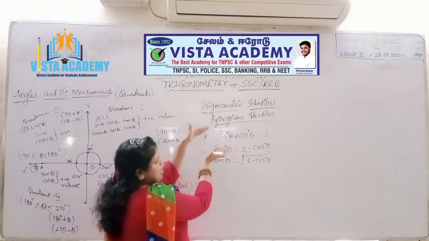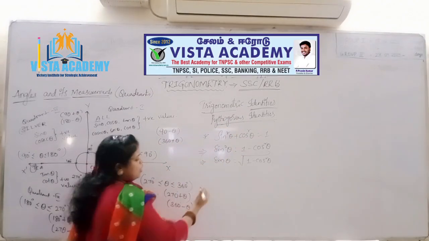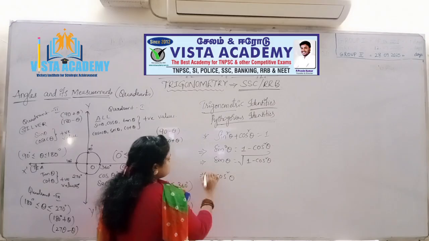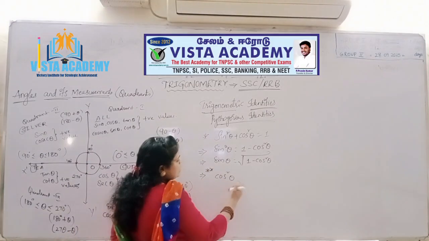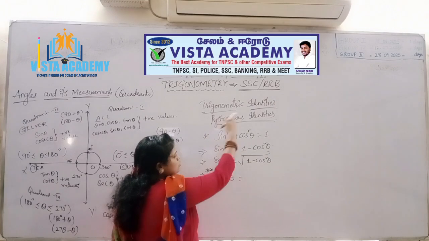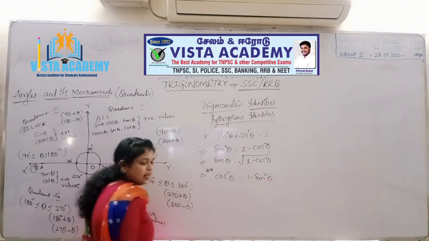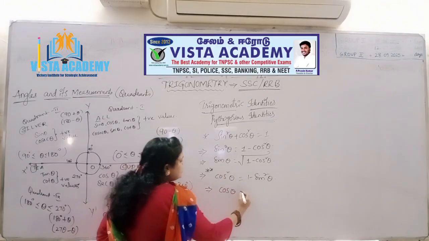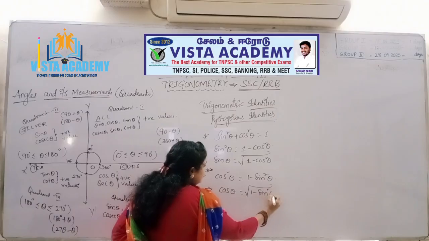Now, from the same formula, I am going to derive cos theta. How? Let us check out. Here cos square theta, I am taking the same formula for derivation. Cos square theta is equal to, if sin square theta goes to the right hand side, then you can take it as 1 minus sin square theta. Therefore, from here cos theta will be, taking the square root, under root of 1 minus sin square theta.